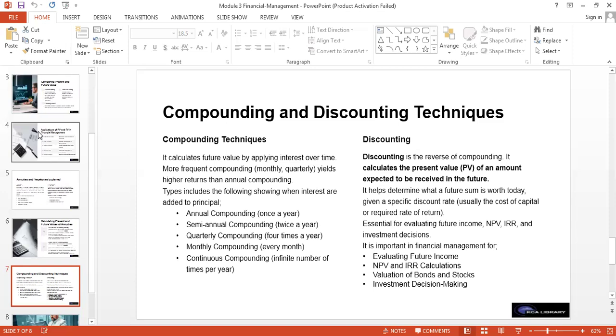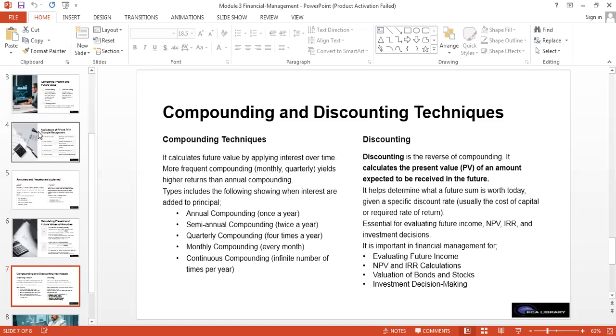So the types are the annual compounding, which is once a year, semi-annual compounding, which is twice a year, quarterly compounding, which is 4 times a year, and monthly compounding, which is every month, and continuous compounding. This does not have any number of times in a year, it is infinite. So it's an infinite number of times per year.